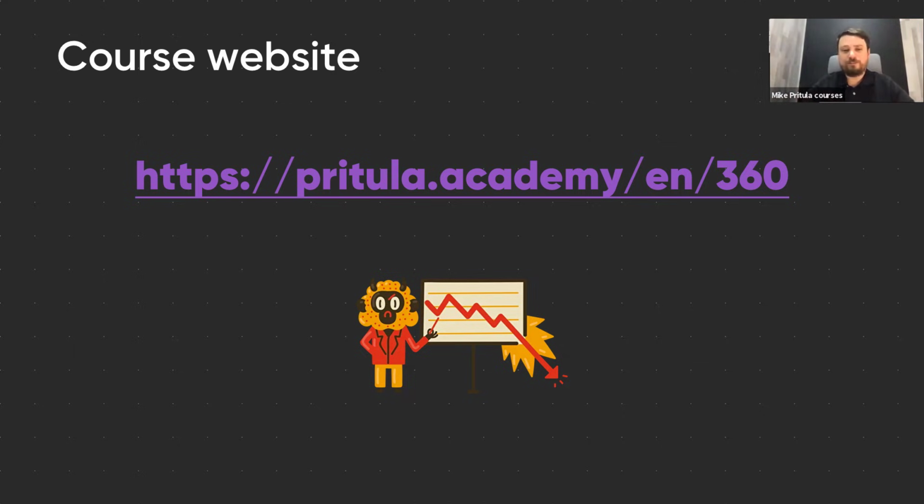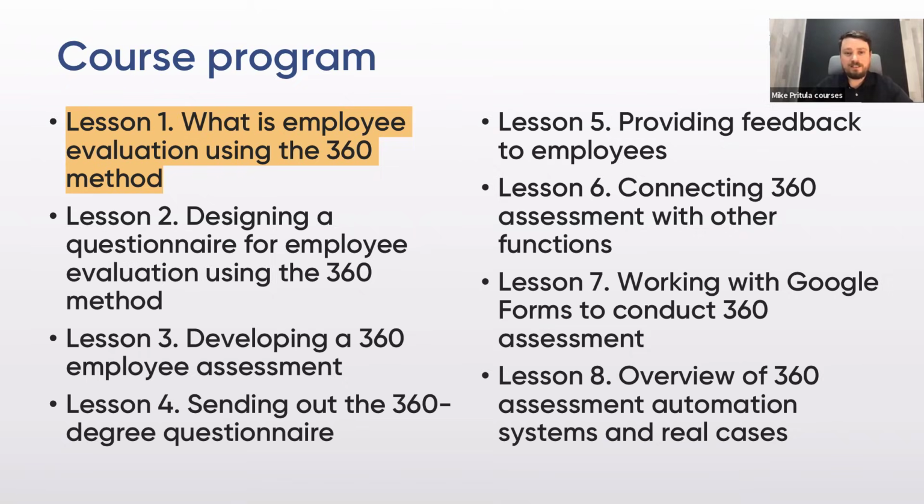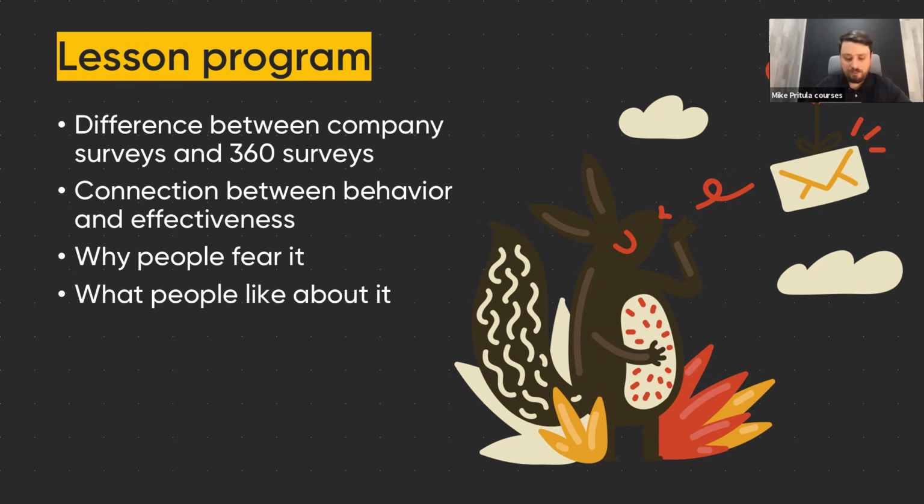The course website is on your screen and this is lesson number 1. Today we'll discuss what employee assessment is, specifically using the 360-degree method. We'll talk about the different types of surveys in general and what exactly the essence of the 360 method is. How is all this related to effectiveness? Why people fear this type of assessment and what people like about it. This is our plan for today.